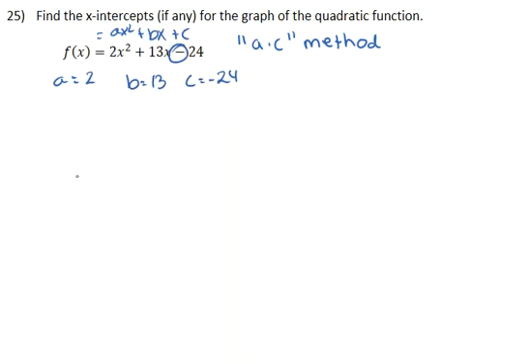So our next step for this method is to make a t-chart, and on the left hand side is going to be your a value times your c value, which is 2 times negative 24, so it'll be negative 48, and then your b value in this column, which is 13. You want to find two terms that multiply together to get negative 48, but add or subtract to get 13.